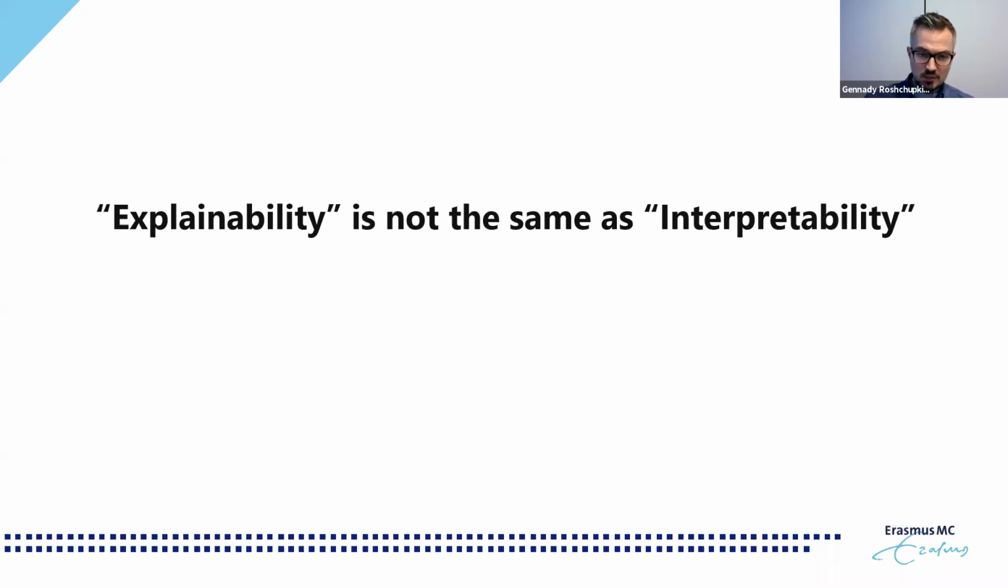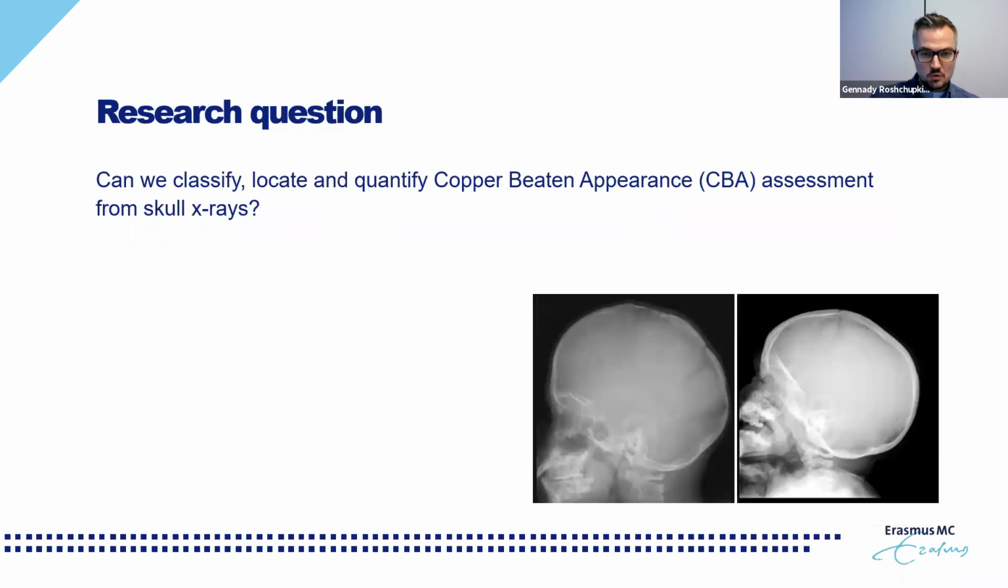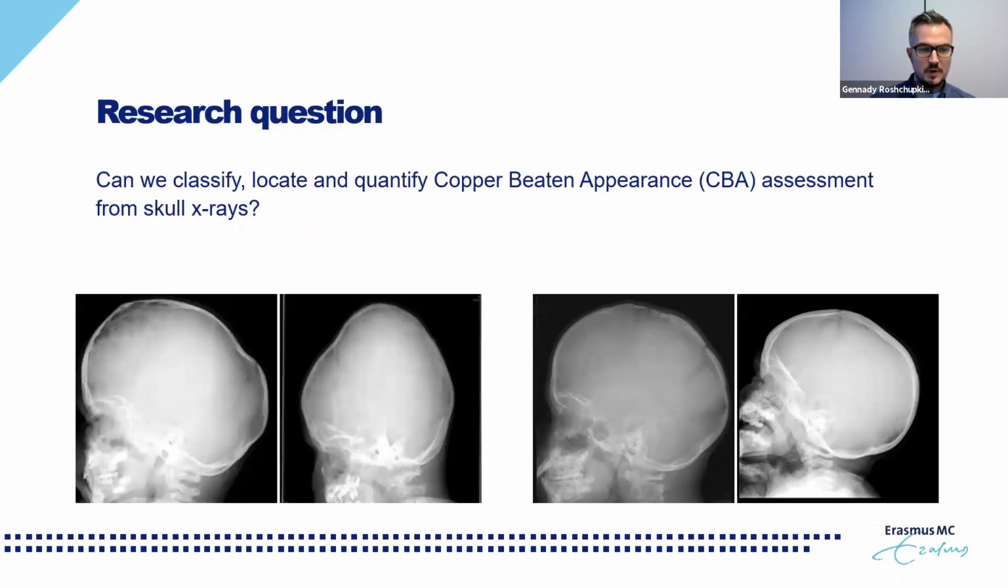Therefore, knowing that deep learning algorithms are greedy, you can also use a different approach. That's an example of research we are doing. We have an X-ray scan of, let's say, a kid's skull. This is a healthy skull, and this is a skull where you have, well, you can also call it fingerprinting. You see that there's a certain pattern in the skull, this copper beaten appearance, and that may be related to certain health outcomes.